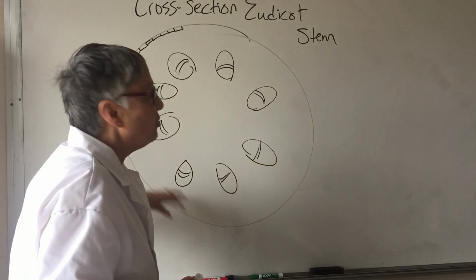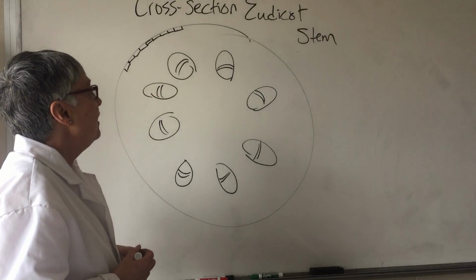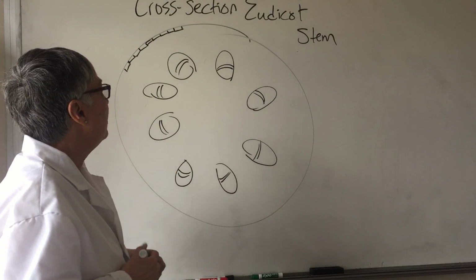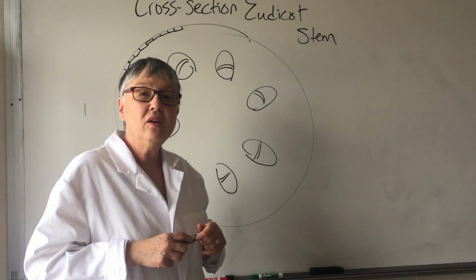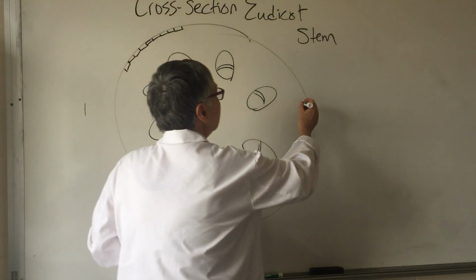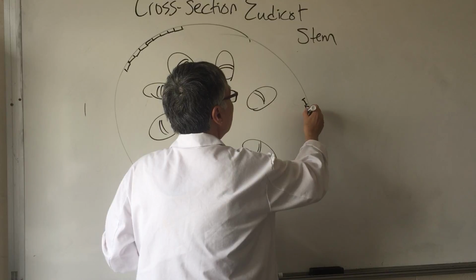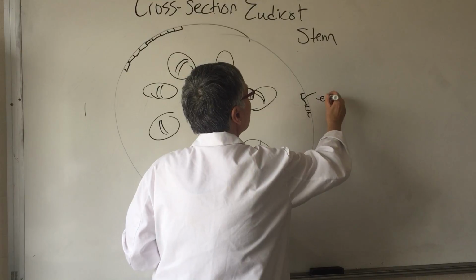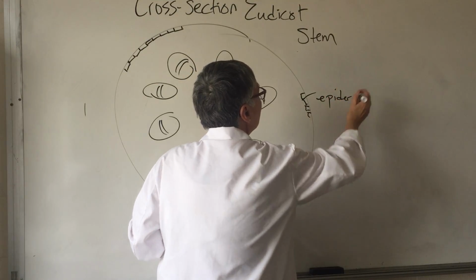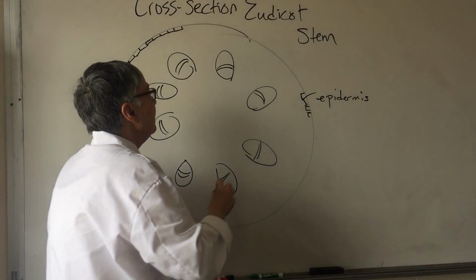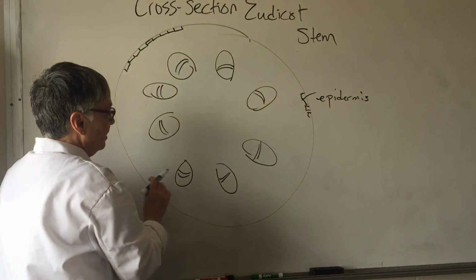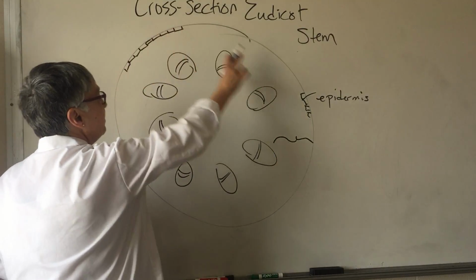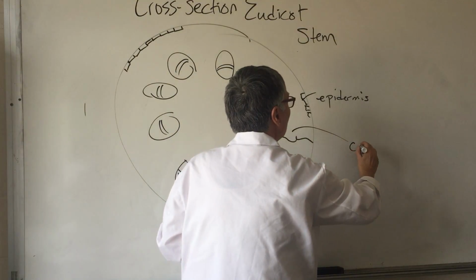Okay, so this is a cross-section of a stem, and there's various structures located here. We're going to start from the perimeter and work our way in. There is a layer of cells on the perimeter of the stem, and as you might guess, this is called the epidermis. Inside of that, pretty much right in here, all the way around, is an area that's called the cortex.